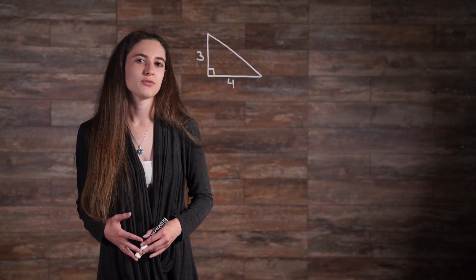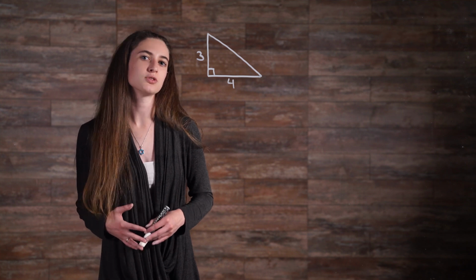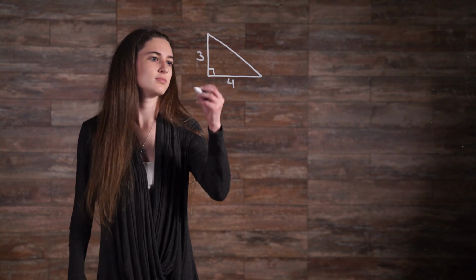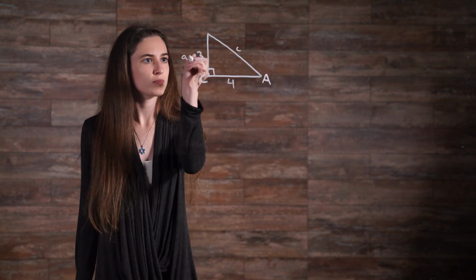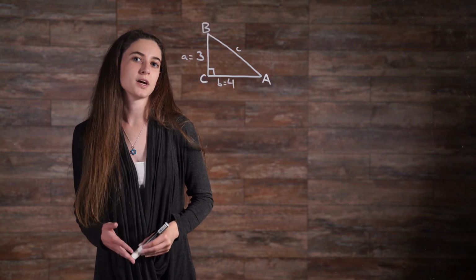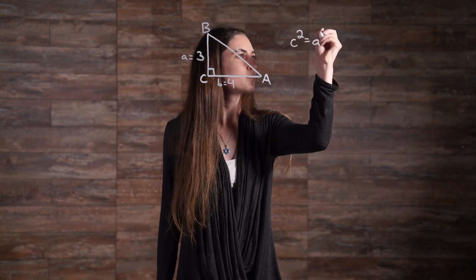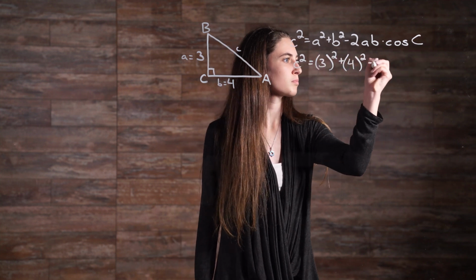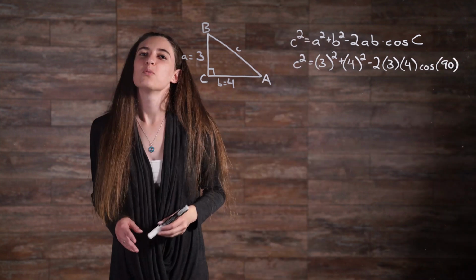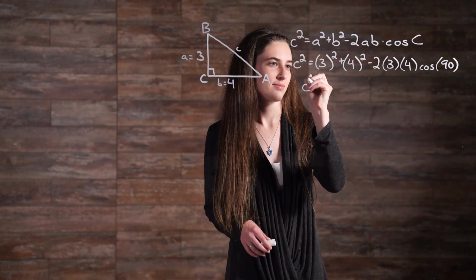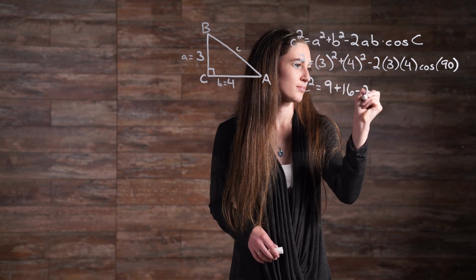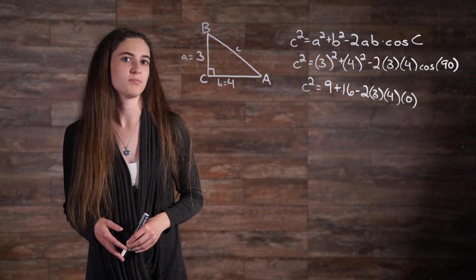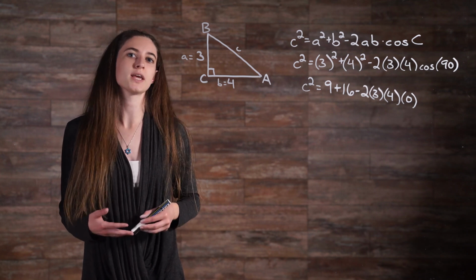You might be wondering what would happen if we had a problem with an angle that is 90 degrees with the two sides around it given. Will the law of cosines still work? Let's label the sides and angles. Then we'll plug in our values. Watch what happens when we take the cosine of 90. Since the cosine of 90 is 0, that whole final term is 0. So basically, it just becomes the Pythagorean theorem when angle C is 90.